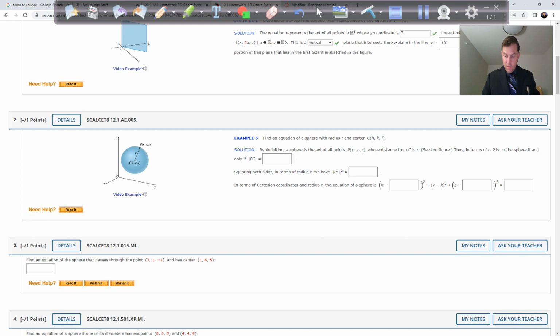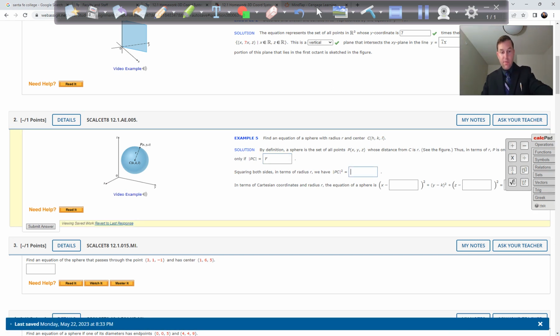Thus, in terms of r and p on the sphere, if and only if PC, so PC just means any line segment from the center to any point P, what must the absolute value of that distance be? Well, it's the radius. So basically this is saying the distance from the center of the sphere to a point on the outside or the surface of the sphere has to have a distance of r. Now if you square both terms, then that would give you r squared.